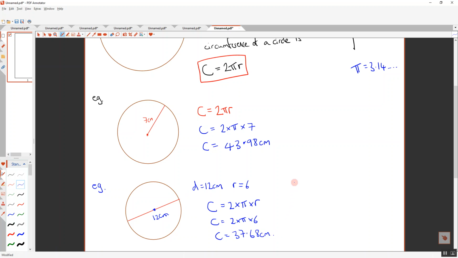Okay, so not too bad. And of course, if we wanted to, we could work out the area of these. The area is equal to pi times the radius squared. So pi times, what's the radius in this question? Well, it's 7. We do 7 squared.